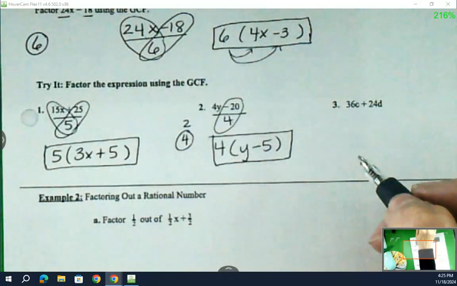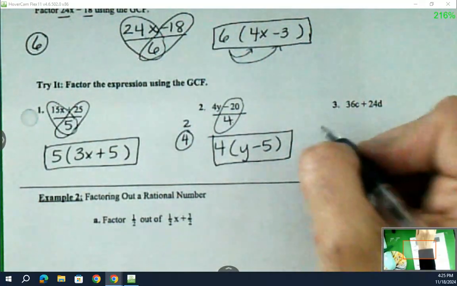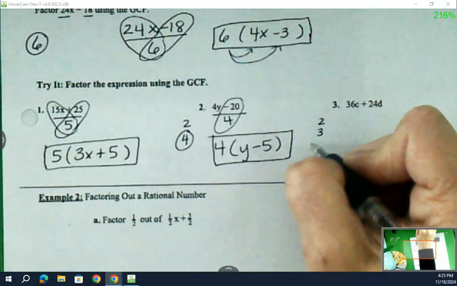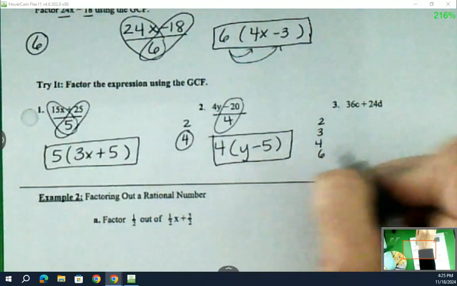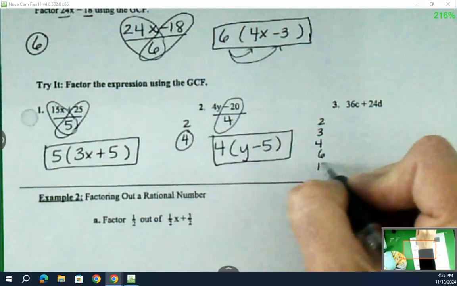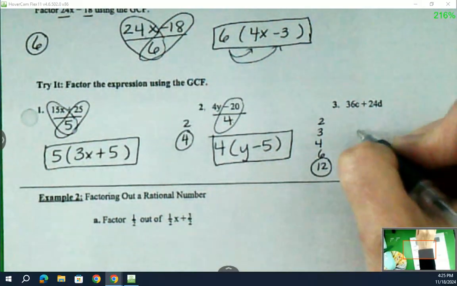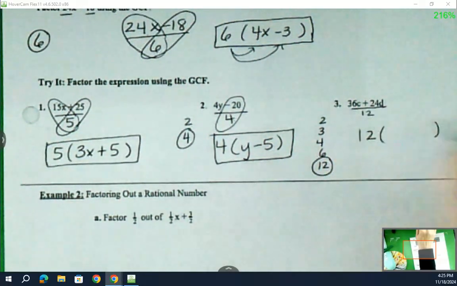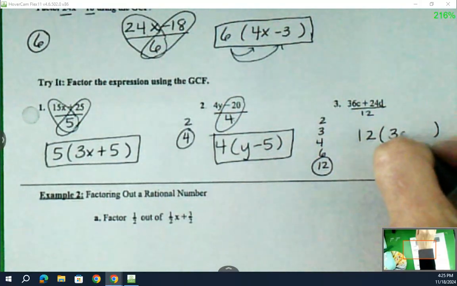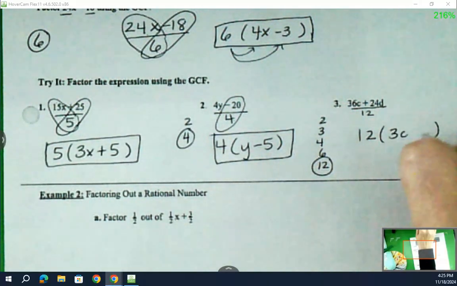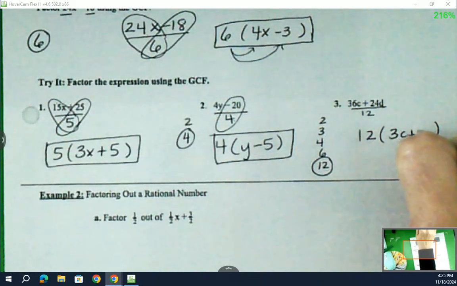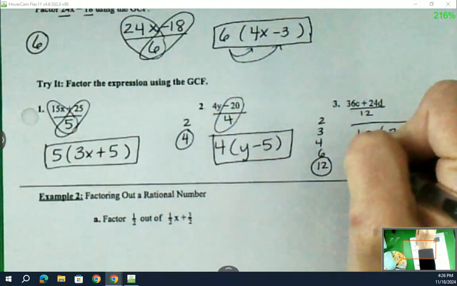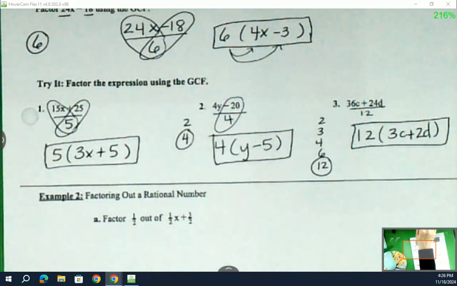In number 3, we have 2 in common to both numbers. We have 3 in common. We have 4 in common. 6 is also a factor of them, and so is 12. So 12 is our largest GCF. So divide by 12, 36c divided by 12 is 3c, and 24d divided by 12 is 2d, so that's going to be plus 2d. Okay, so that's factoring out the GCF.